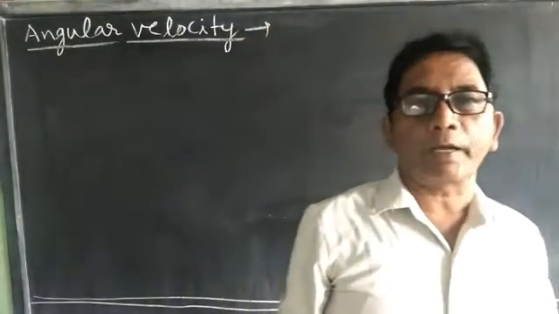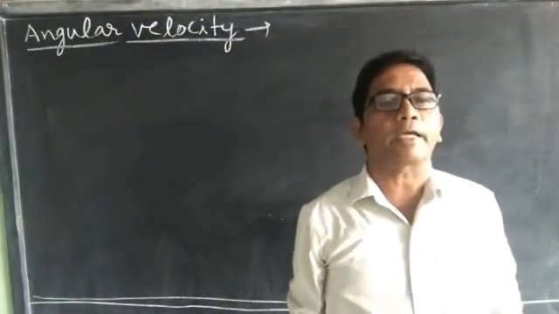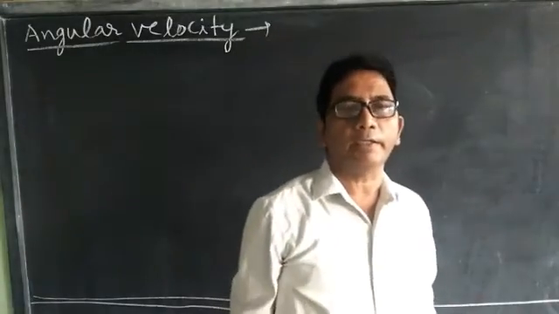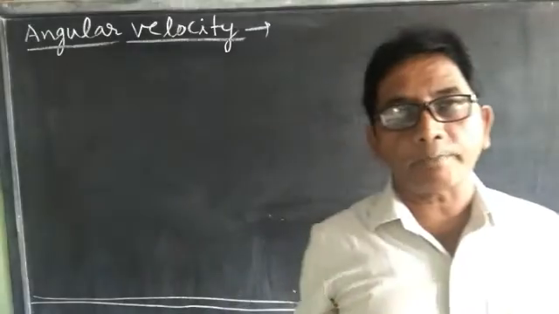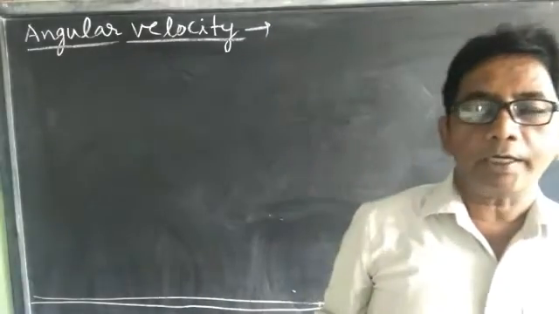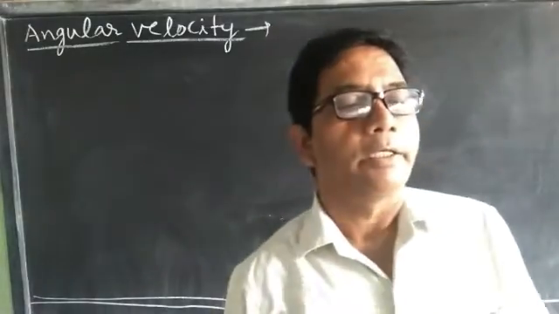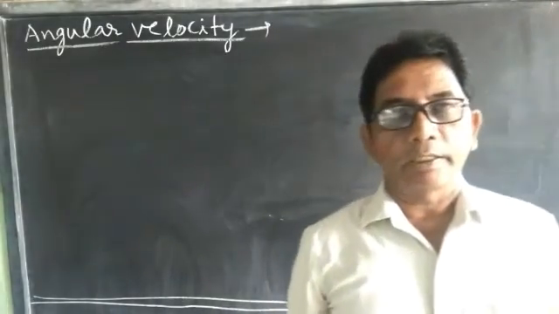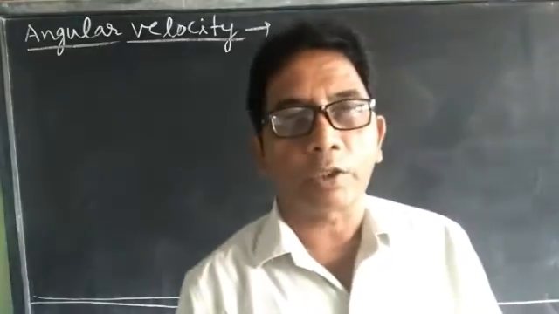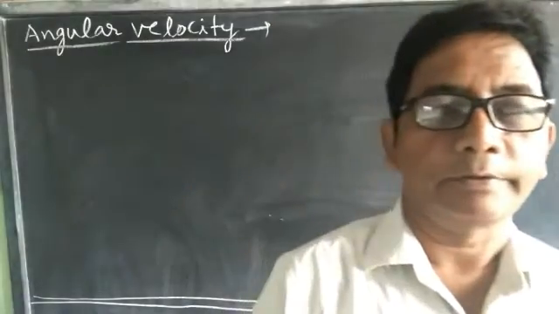Angular velocity is defined as the time rate of change of angular displacement of a particle. Its unit is radian per second and it is denoted by omega.